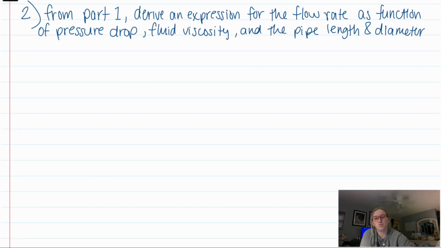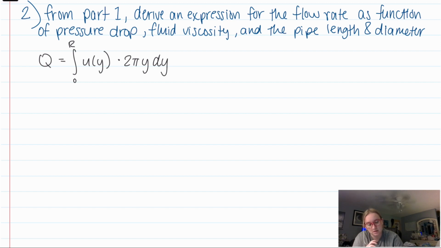So for question 2 of part A of homework 4, we are asked to derive an expression for the flow rate as a function of pressure drop, fluid viscosity, and the pipe length and diameter based off of question 1. So we know that flow rate can be obtained by integrating the velocity profile over the cross-sectional area of the pipe. So again, flow rate is Q, which would equal the integral from 0 to r of u of y times 2 pi y dy.